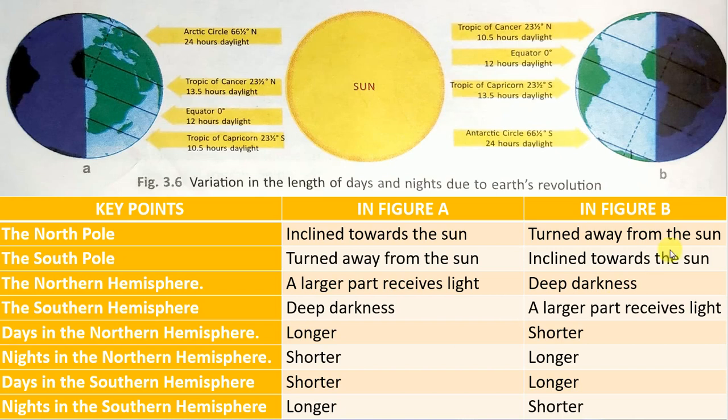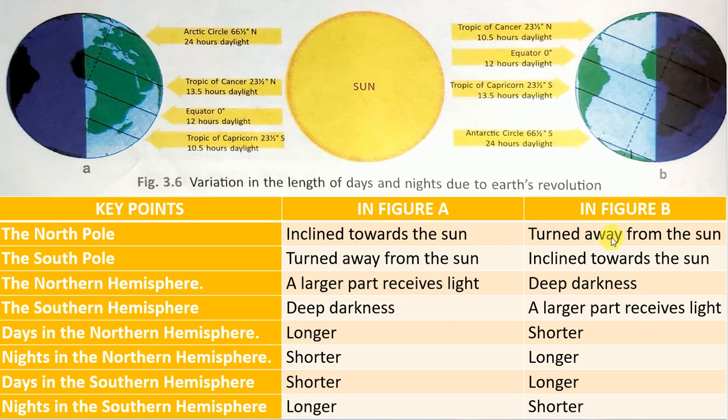And if you look at the second figure, that is 3.6b, the South Pole is inclined towards the sun, whereas the North Pole is turned away from the sun. Thus, a larger part of the southern hemisphere receives sunlight, and this results in longer days and shorter nights in the southern hemisphere, and it is reversed in the northern hemisphere during this time.